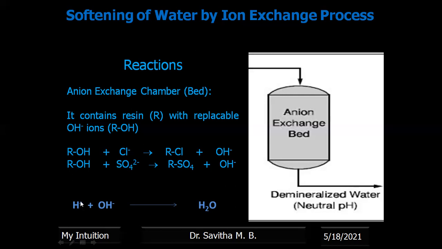So from the cation exchange chamber H plus ions are released, and from the anion exchange chamber hydroxyl ions are released. They later combine to form water, and the demineralized water has neutral pH. The water that comes out will not have any positive ions or negative ions responsible for hardness. This process is called softening of water, because we have removed the hardening cations and anions, and this is done by the ion exchange process.